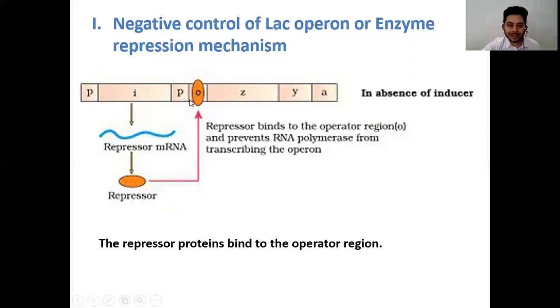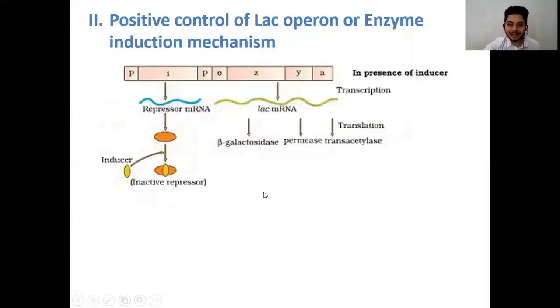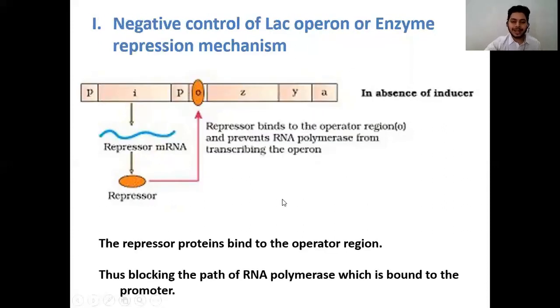Now, once the repressor proteins are bound over here, the operator site has been blocked by the repressor proteins. So even if my RNA polymerase comes and binds to the promoter region, it will not be able to move ahead because the path of RNA polymerase is blocked by these repressor proteins. Therefore, RNA polymerase will no longer be able to transcribe these structural genes. And therefore, we can say that the lactose operon is switched off because the transcription of these structural genes is not allowed.